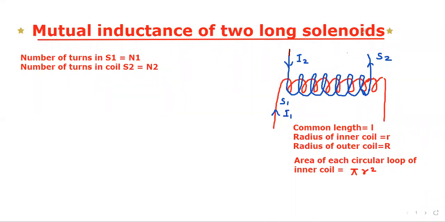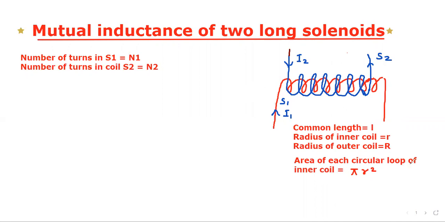Mutual inductance of two long solenoids. Here there are two solenoids, S1 and S2. Their specifications are: common length is small l, radius of inner coil. Here this loop, this one, has a radius small r. Radius of outer coil, these loops which are bigger, is capital R.